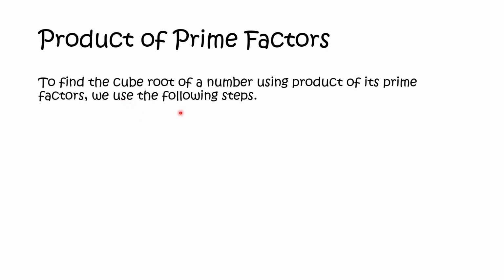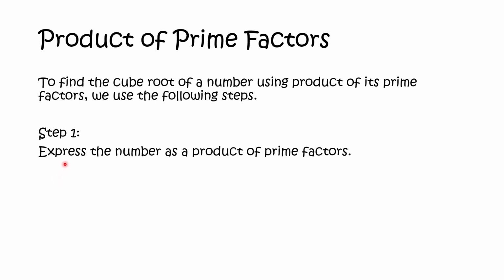Great. So now moving on, to find the cube root of a number using the product of its prime factors, we use the following steps. Step 1. Express the number as a product of prime factors. We covered prime factors in a separate video. Make sure you check it out. The link is in the description below.